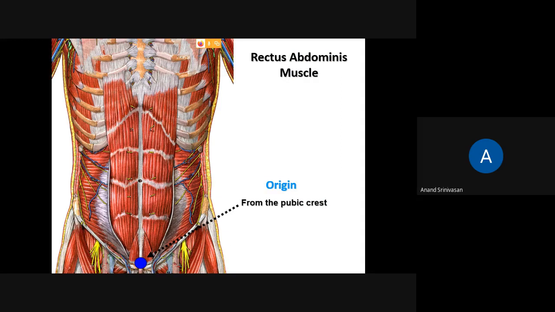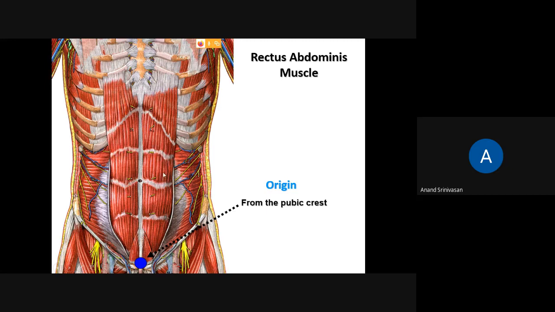Below the rectus abdominis muscle you can see a small muscle called pyramidalis. Usually it doesn't have any function. Some would say that they tense up the linea alba and reinforce the lower part of the abdomen. So this is pyramidalis and this is the rectus abdominis.